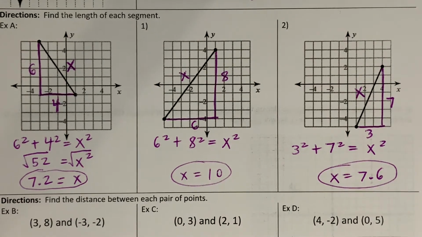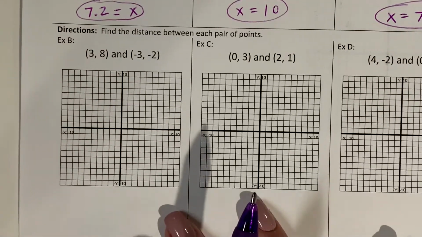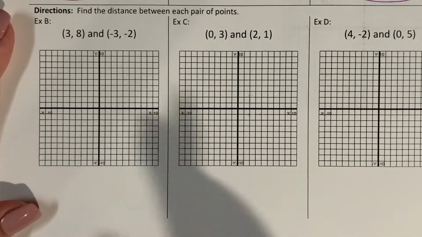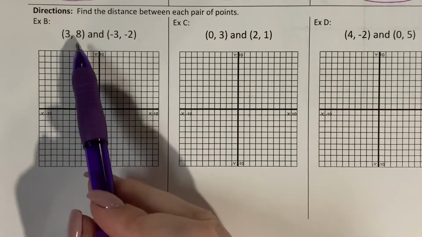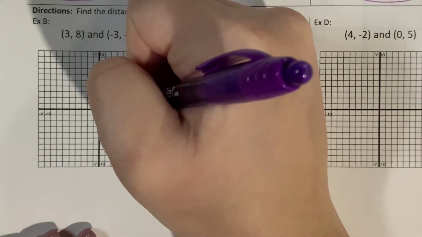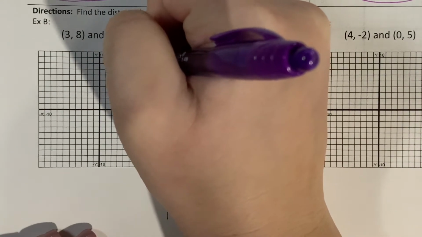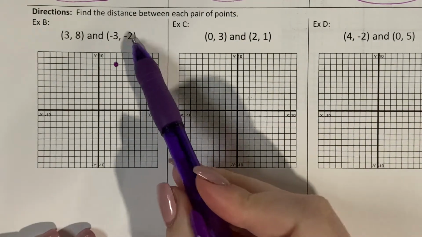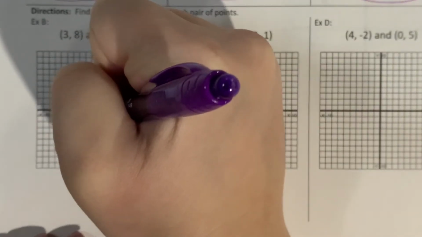Let's try a few more examples. So when I get to example B, the directions say to find the distance between each pair of points. So now you're not given a segment, instead you're given the ordered pairs, and you need to go ahead and plot those points. So the first point I'm plotting is 3, 8. So I need to go where x is 3 and y is 8. I need to put a point. And then the other point I need to plot is -3, -2. So x is -3, y is -2.